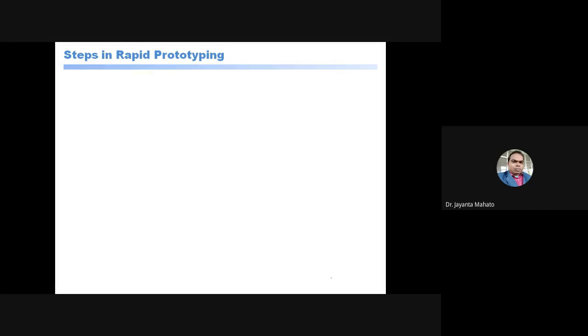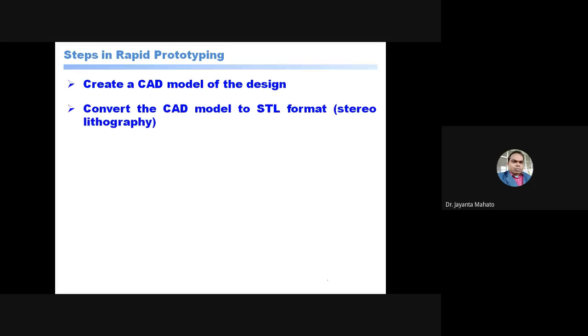So these steps are involved in the rapid prototyping process. First, create a CAD model of the design. Means, the design of the physical object. First we have to create the CAD model of the physical object or prototype of the physical object. Then convert the CAD model to STL format.